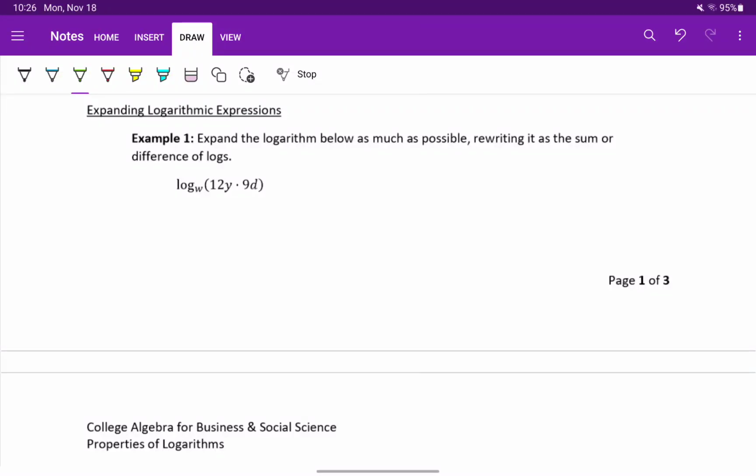In our first three examples, we want to take a look at how we can use the properties we just established to expand a given logarithmic statement, writing it as either the sum or difference of logarithms. To do this, in our first example, we have the log base w of 12y times 9d. If we recognize that what we're doing is multiplying together two expressions, 12y and 9d, then we can use the product rule to break this logarithm up into the log base w of 12y.